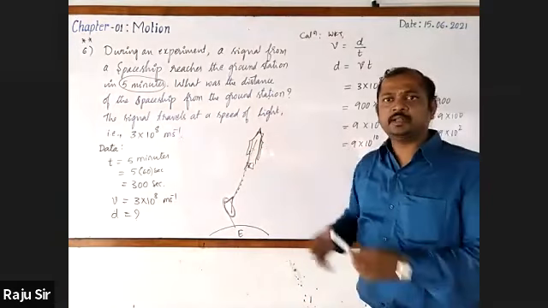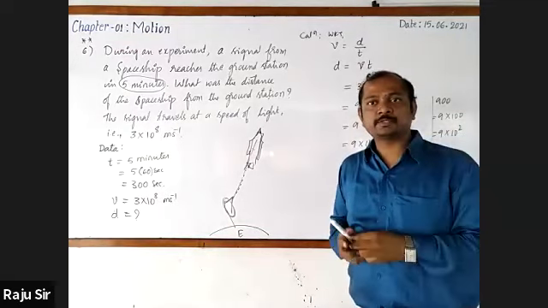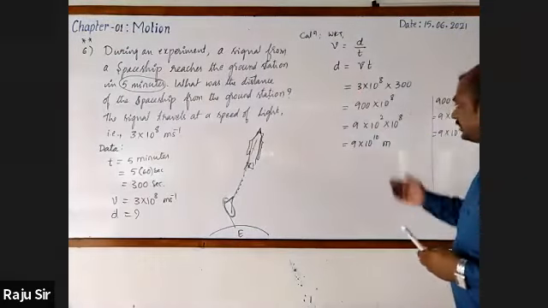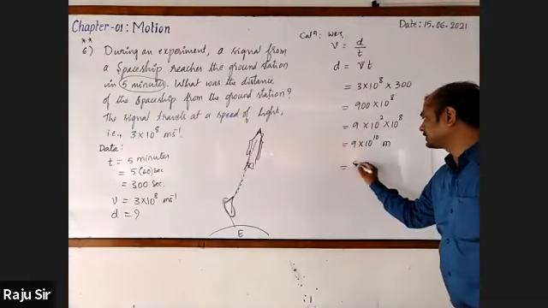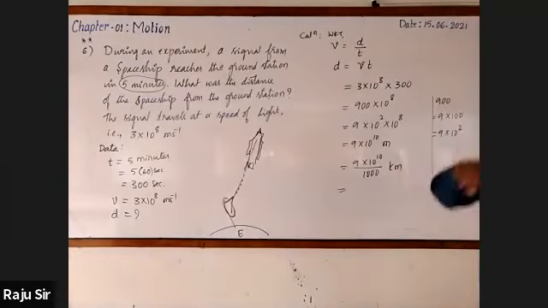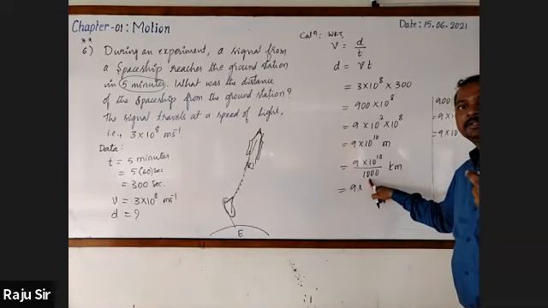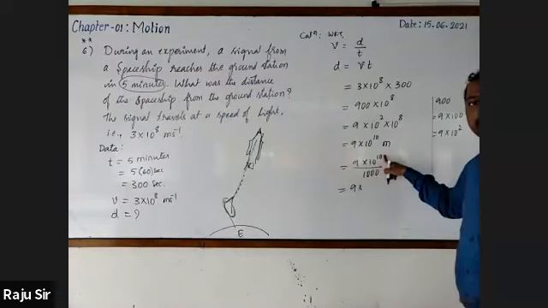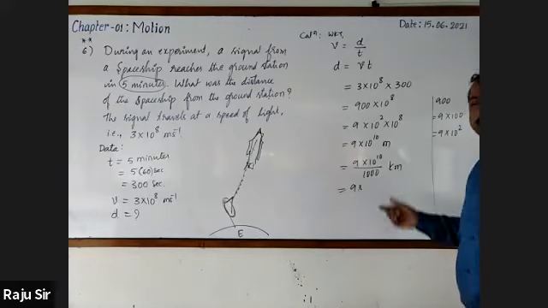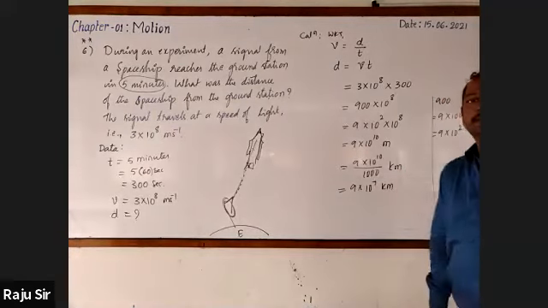The spaceship is at a greater distance. Hence, you can also express that in kilometer. If you convert, you can write it like this: 9 into 10 raised to the power 10 by 1000 kilometer. Observe here, in the denominator 1000 is there. It can be written as 10 raised to the power 3. Take that to the numerator. It is minus 3, so 10 raised to the power 10 minus 3 is 10 raised to the power 7 kilometer.